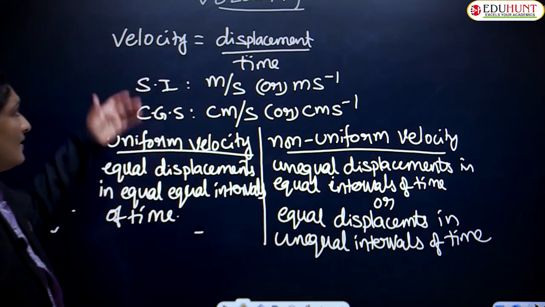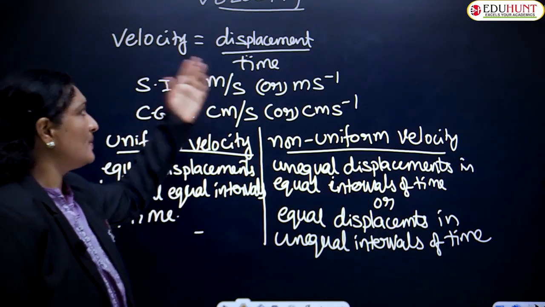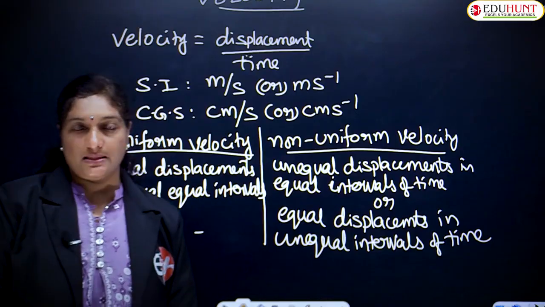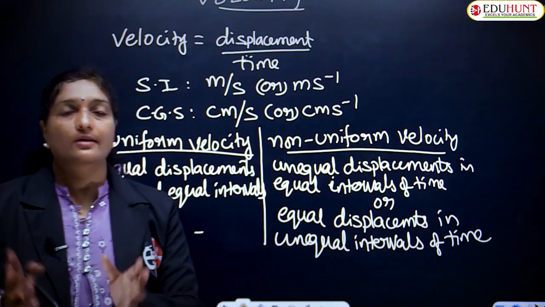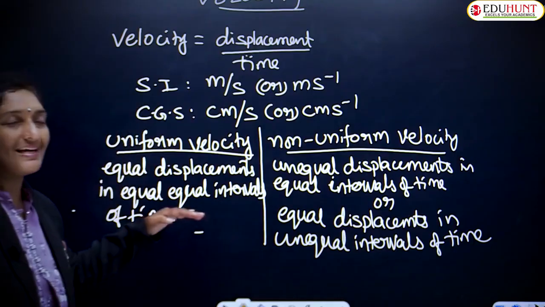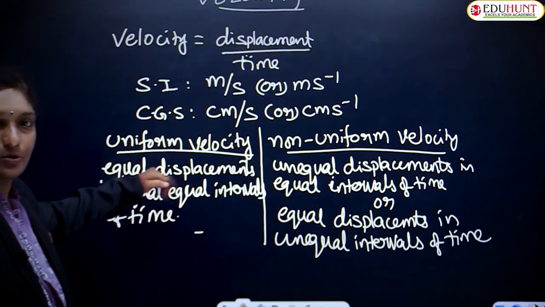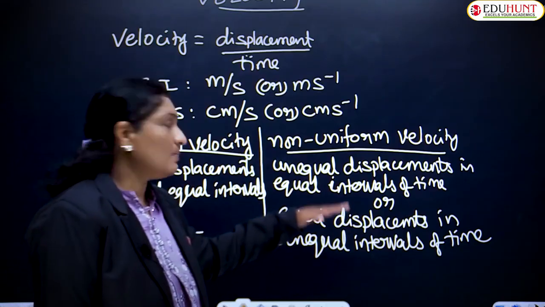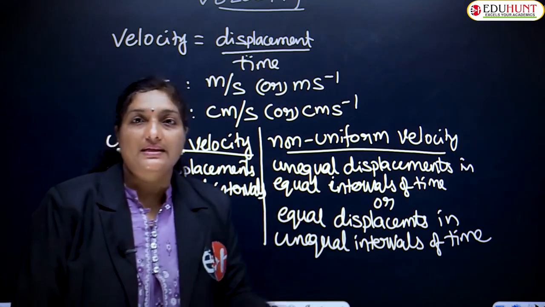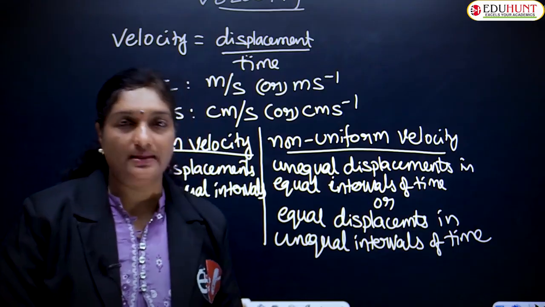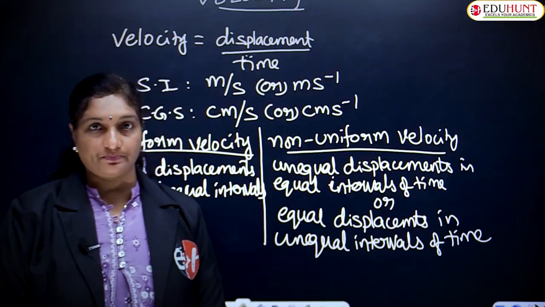So, okay children, what is velocity? The displacement per unit time is defined as velocity. The SI unit is meter per second and the CGS unit is centimeter per second. Velocities are again classified into two types, uniform velocity and non-uniform velocity. When a body covers equal displacements in equal intervals of time, we say that the body travels with uniform velocity. Whereas, when a body covers unequal displacements in equal intervals of time or equal displacements in unequal intervals of time, however small the intervals may be, we say that the body moves with non-uniform velocity.